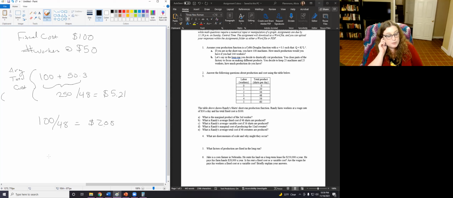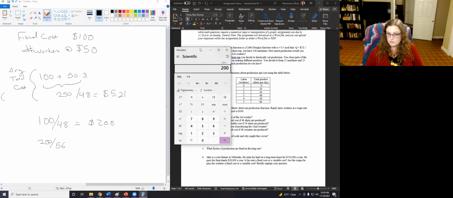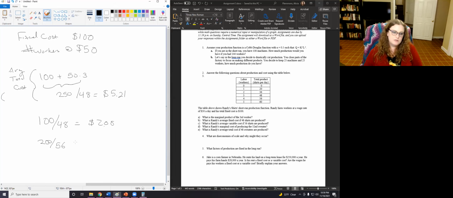Okay, well, if 56 shirts are produced, he has four workers at $50. That means that it's $200. So 200 divided by 56 is going to be equal to $3.57. So $3.57. This part, almost everybody got this part right? In A, B, and C.